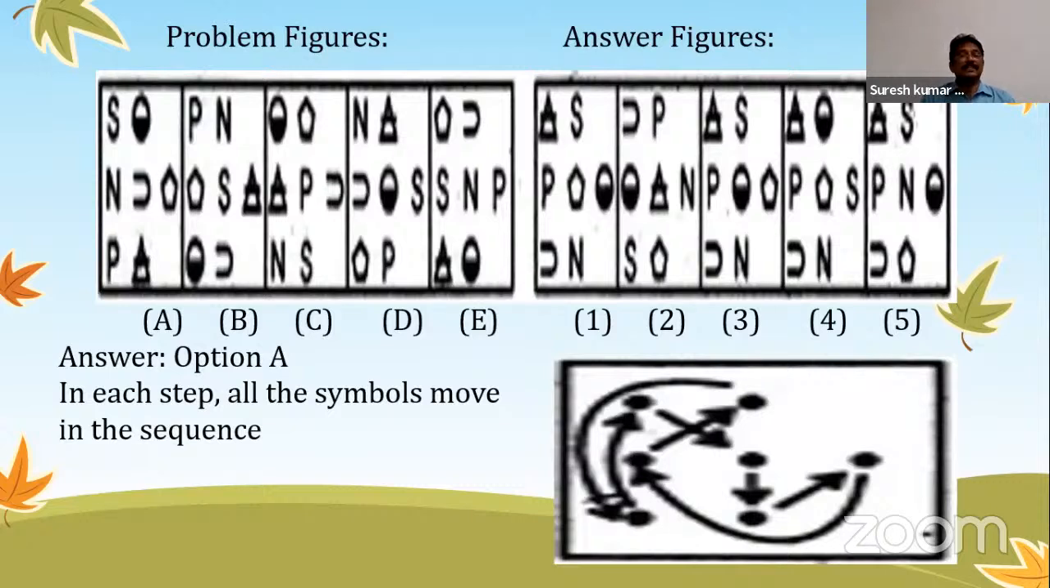So here some problem figures, answer figures. You have to find each step. All the symbols move in the sequence. I have shown the sequence also. Here the first one is, this is S here. S moves here. Okay. Next S moves here. Middle comes as S. S comes here. Second one. Next S comes here. Third one. Fourth one S comes here. And fifth one S comes here. Correct? So obviously a sixth one S comes at the top.